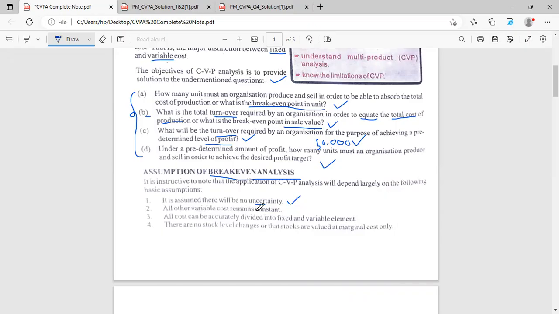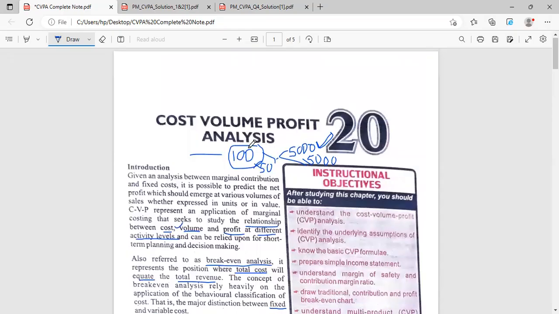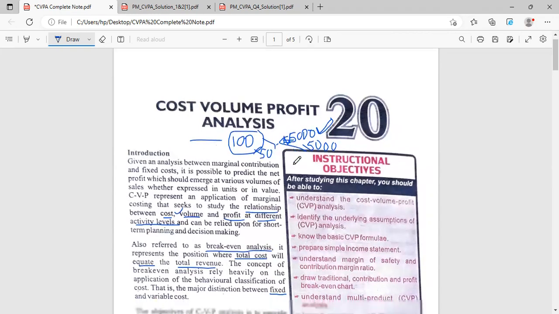Now, all other variable costs remain constant. That is, variable cost is constant. They said there will be no uncertainty. It is assumed that there will be no risk and no uncertainty. So no uncertainty simply means that this 100 units that you are talking about, this 50 that you are talking about, and this 5,000 you are talking about, are you getting it? There is no risk in the future that is going to affect it.